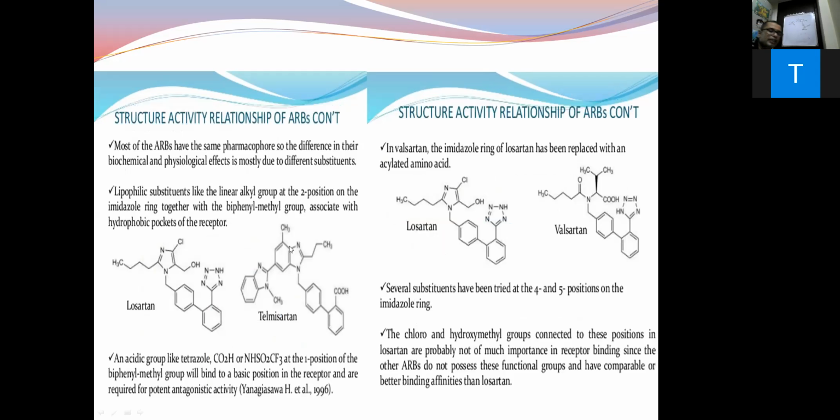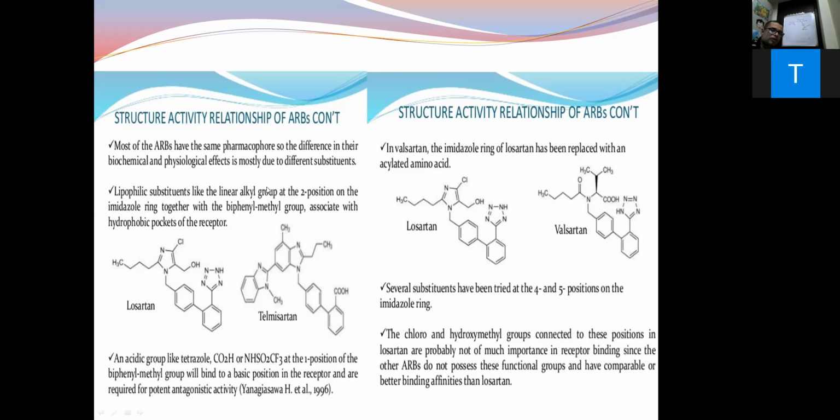So the next structure is telmisartan, which I'm trying to explain. Your acid group can be replaced by an NH2 sulfonyl group or a CF3 group at position 1 of your biphenylic methylene group. So such things can be substituted. In the case of telmisartan, you have a benzimidazole substitution with an alkyl substitution at the second position.